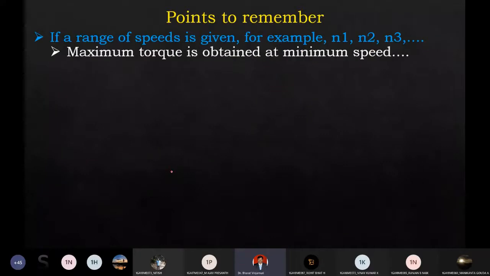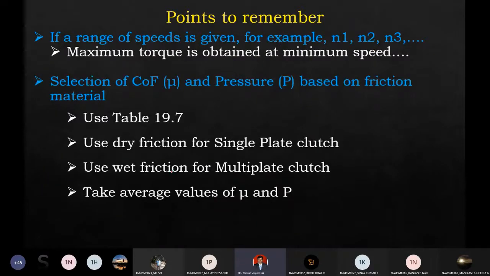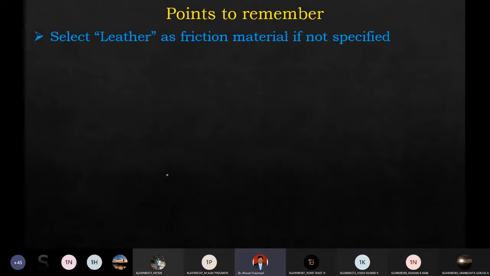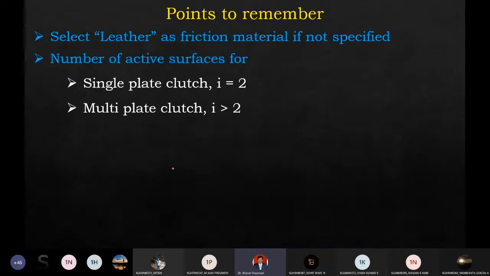Then what happens if a range of speeds has been given, which speed has to be selected, and for the coefficient of friction, which table, 19.7, is to be used? For dry friction, use a single plate clutch; for wet friction, a multi-plate clutch. Take an average value of mu and p, and always use the uniform wear theory. And other points to remember: if no friction material has been given, select leather as the friction material.